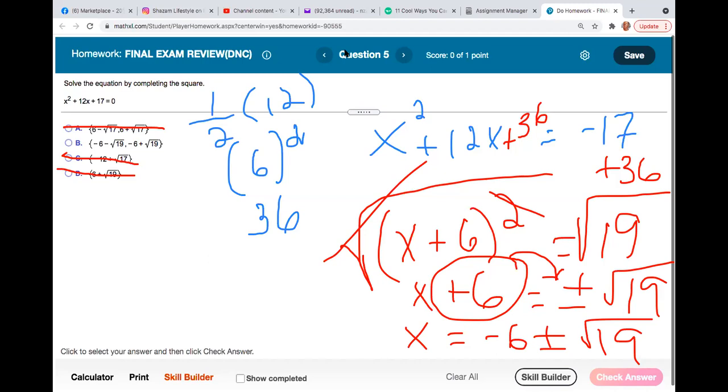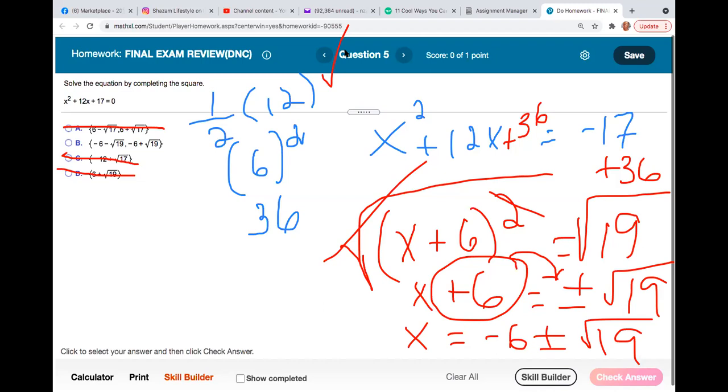Okay, you do half of the b value, half of 12. The b value is 12. So you do half of it, and half of it becomes 6. And then you square the 6. That's how you get 36.